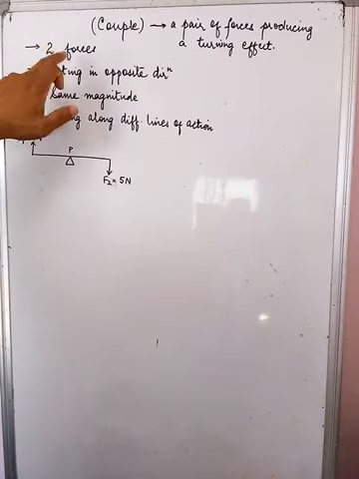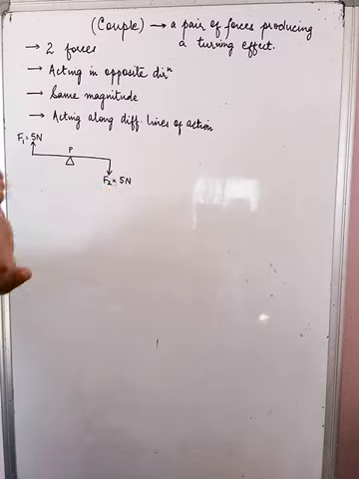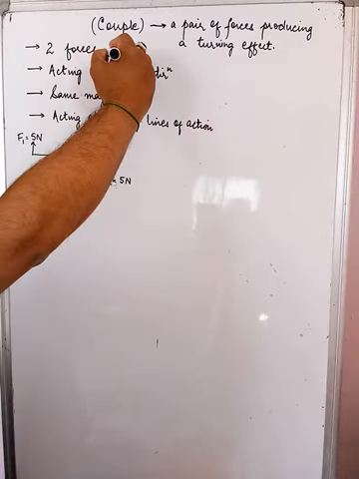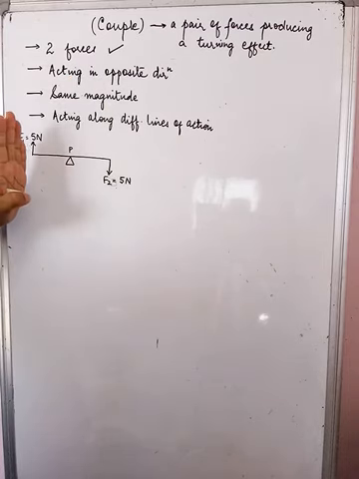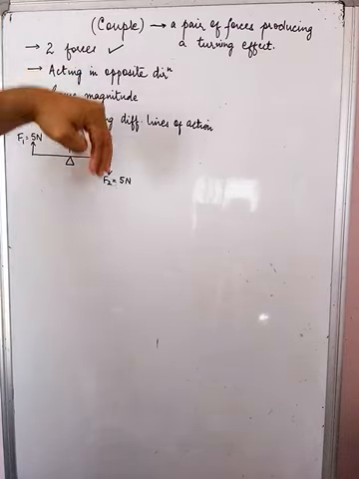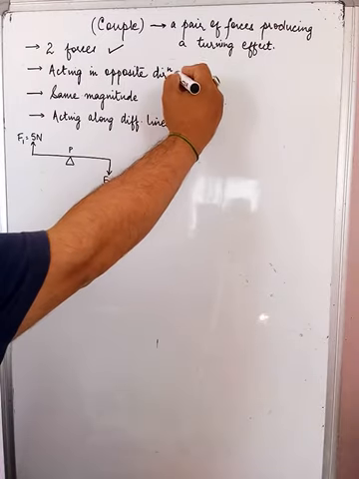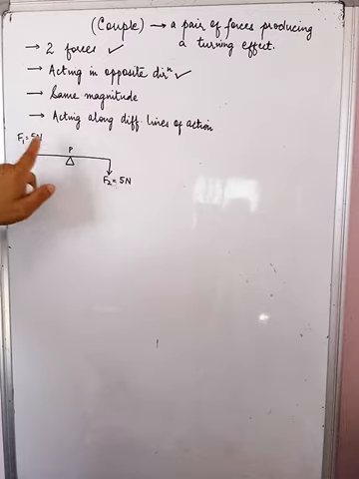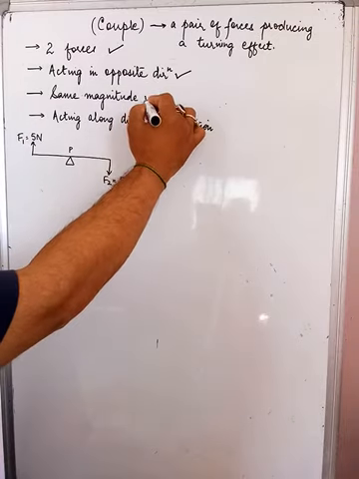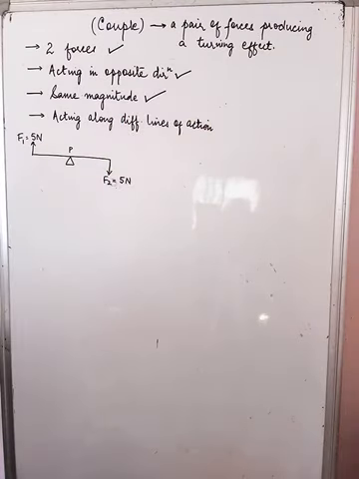Are there two forces present, F1 and F2? Yes, they are present. So the first criteria is fulfilled. Coming to the next criteria, acting in opposite directions. Are they acting in opposite directions? Very much so. This is acting upward, this is acting downward. So the second point also is true. Same magnitude. Are the magnitudes of the two forces same? Yes, they are pretty much same. So there is a tick here also.